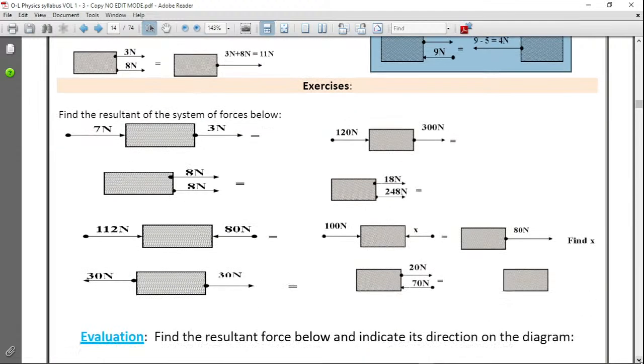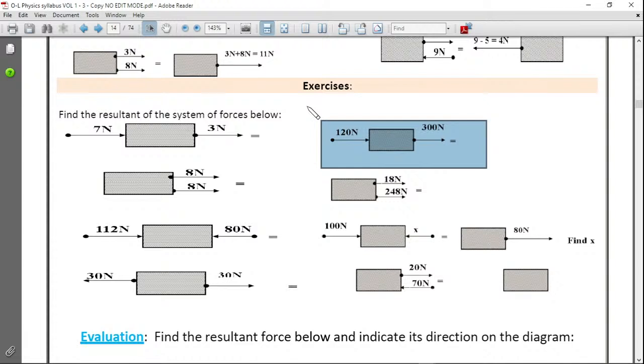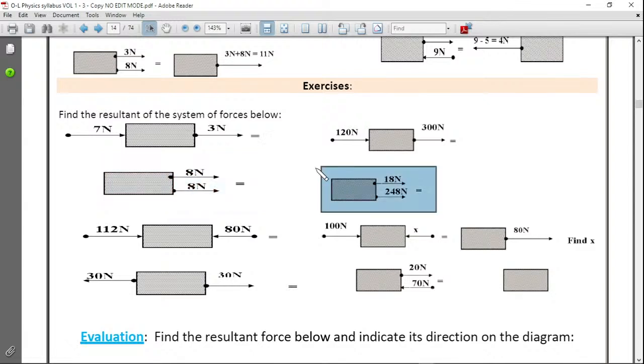Now let's look at these exercises. We have all of this. The resultant force should normally be how many newtons? 10 newtons to the right. Here, 420 newtons to the right. Here, 16 newtons to the right. This one, 248 plus 18, that's 258, 266 newtons to the right.